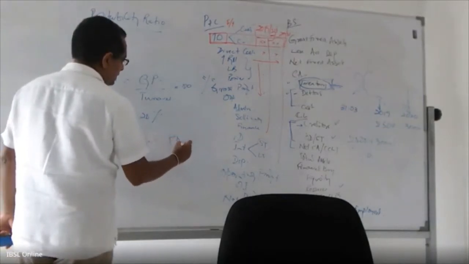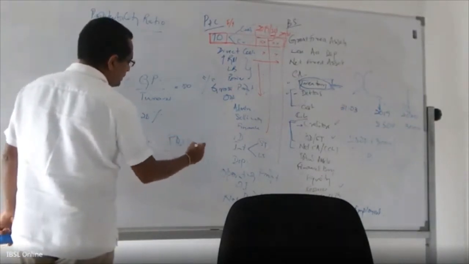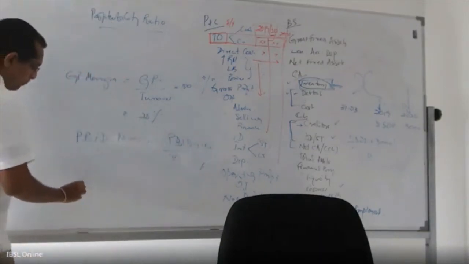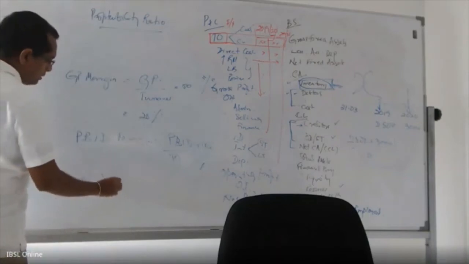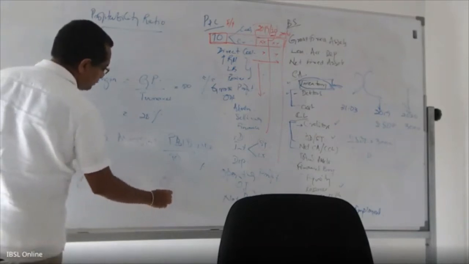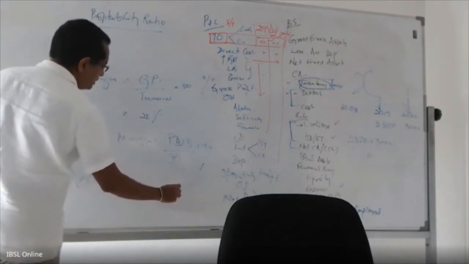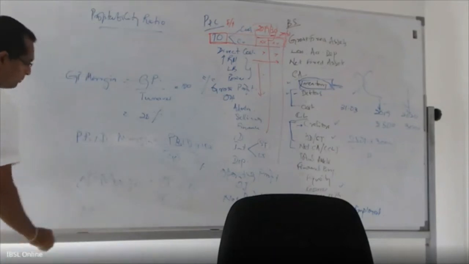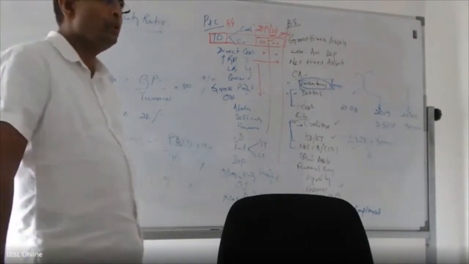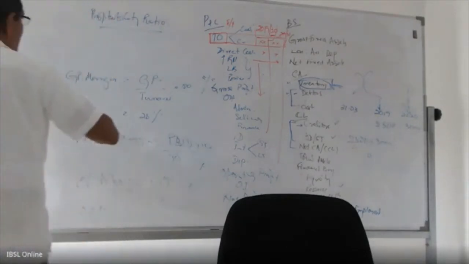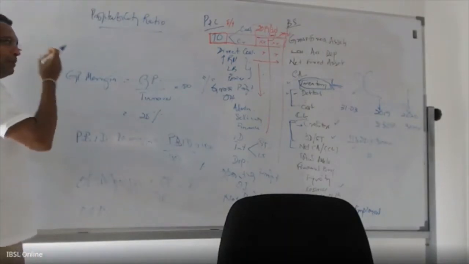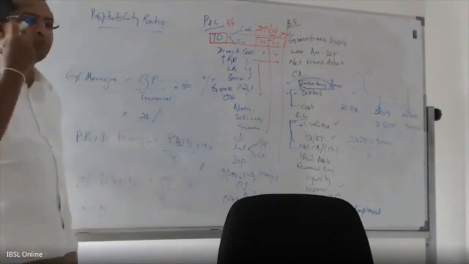PBIT divided by turnover into 100, again a percentage. Operating profit margin: operating profit divided by turnover into 100. Right? Net profit margin, which is net profit divided by turnover into 100. So this shows the percentage from the turnover. From our sales, what is your gross profit?